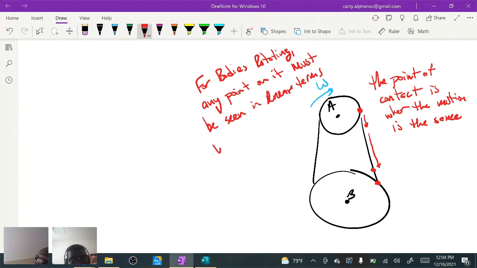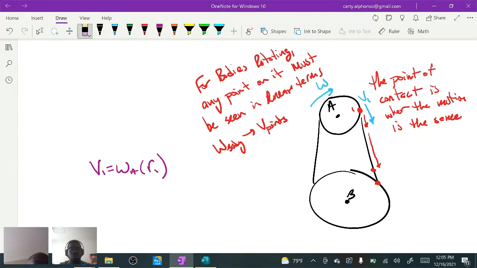which means you're going to go from the W, which is for the body, to V for the point. So there are points on the body. The whole body has a W as evidence as such. But this point, we're going to say has a velocity. And so we say that corresponds to a V. Let's just call it point 1. We're going to call it V1. Make some sense? V1 equals W of A times R1. You following me?